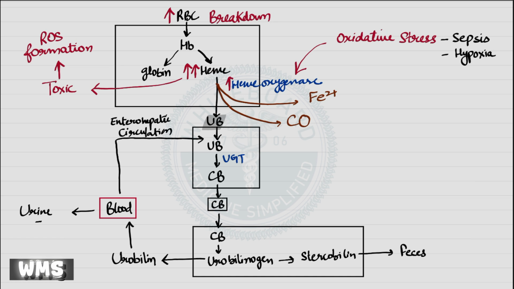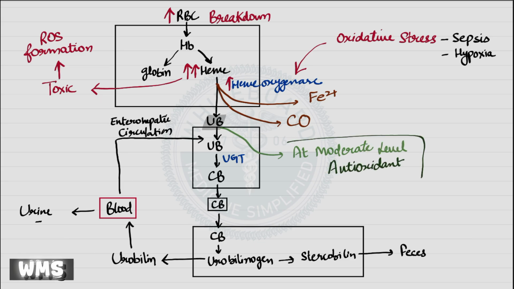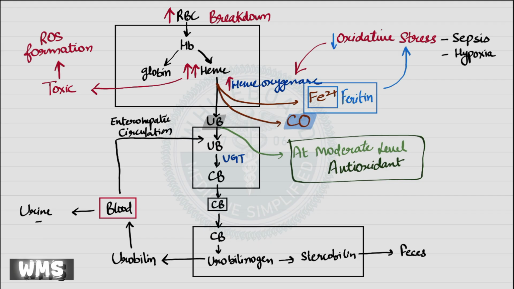So the upregulation of heme oxygenase is the body's protective response. It breaks down toxic heme into biliverdin and then bilirubin. At moderate levels, bilirubin acts as a natural antioxidant, helping to reduce oxidative stress. Additionally, this process produces carbon monoxide and ferritin. Ferritin binds free iron released from heme breakdown, preventing further oxidative damage.